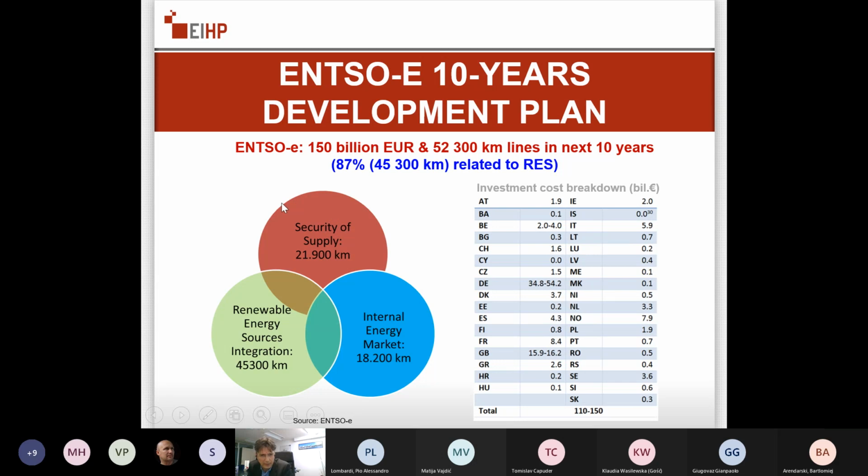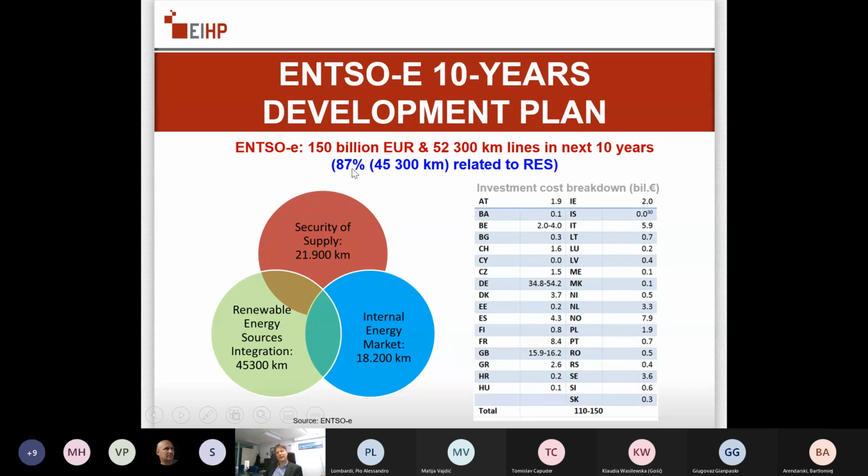But the network investments are divided in three groups. The first one and the biggest one is renewable integration needs. We need to construct in Europe more than 45,000 kilometers to absorb renewable sources as planned. We need to construct 22,000 kilometers for security of supply and 18,000 for market integration. So we can say that 150 billion euros are needed just for the high-level transmission network in Europe in the next 10 years, and 52,000 kilometers of new lines. A large portion of that, 87%, is related to renewables.